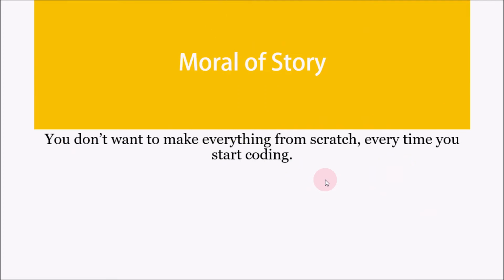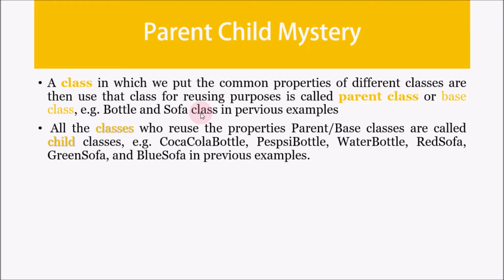So the moral of the story is that you don't want to make everything from scratch every time you start coding. How is this possible? If you're going to create multiple classes with the same properties, you just create a parent class, a top class, or you can say a base class, and then inherit all the common properties among the child classes which actually share the common properties of the parent class. After understanding the mystery of inheritance, now let's talk about what this parent-child mystery is.